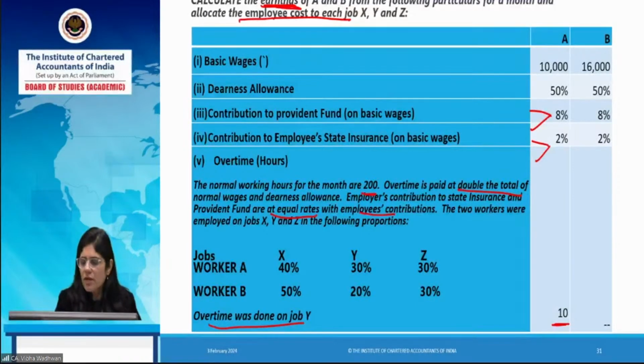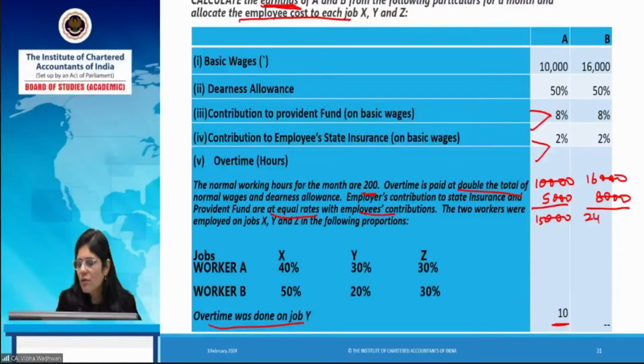So earnings we have for A and B. Basic wages 10,000 for A and 16,000 for B. DA allowance 50%, so 5,000 and 8,000. So we have the basic and the DA ready. We are calculating earnings. Clear? So basic plus DA is 15,000 and 24,000. I hope this much you have understood.